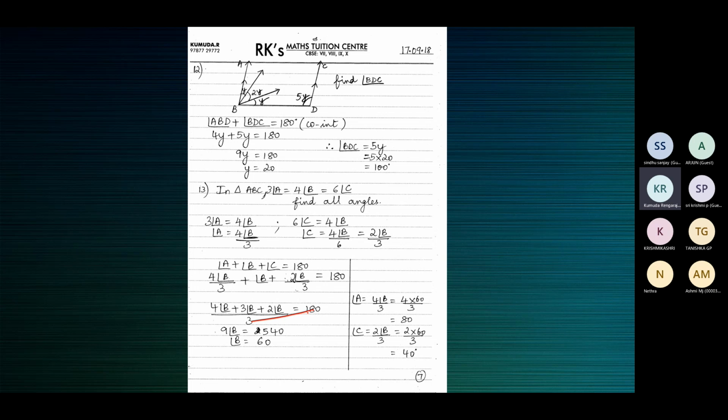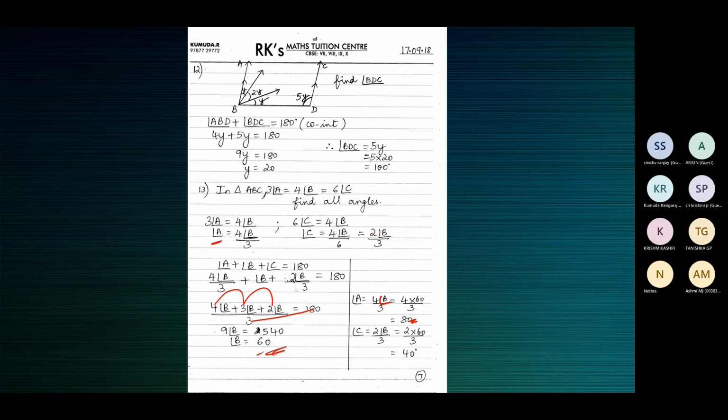Cross multiply. 180 into 3 is 540. 4 times angle B, 4 plus 3, 7, 7 plus 2, 9. 9 times angle B is 540. Angle B is 60 degrees. So once you find angle B, how do you find A? A is 4 times B by 3. So 4 into 60 by 3, 80 degrees.